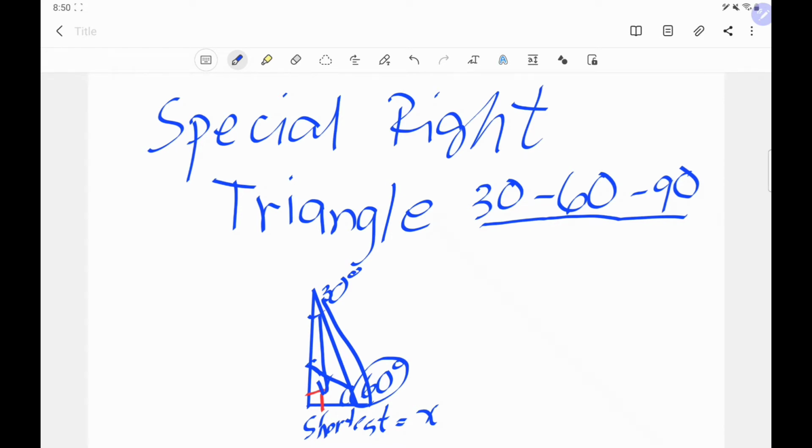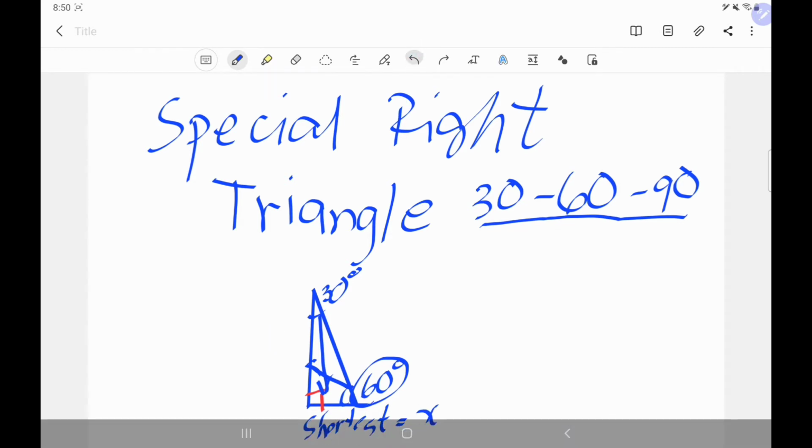The smallest angle is 30 degrees. That means the side opposite the 30 degrees is also your shortest side. And then second to the biggest angle is the 60 degrees, so the side opposite the 60 degrees is second to the largest side. So we will just call it the longer side for this one. This is your shortest side.